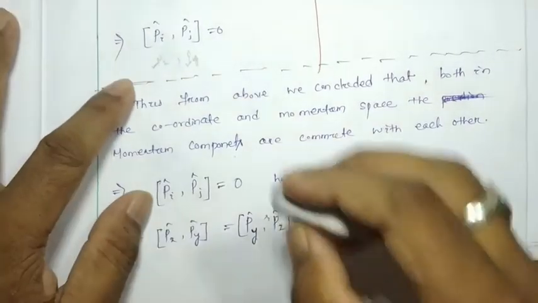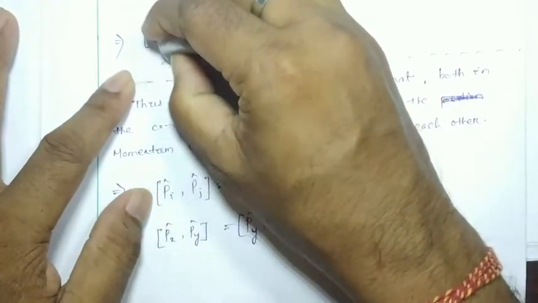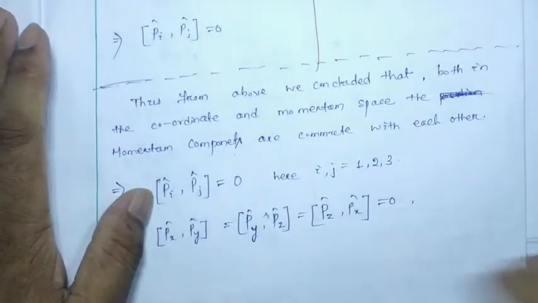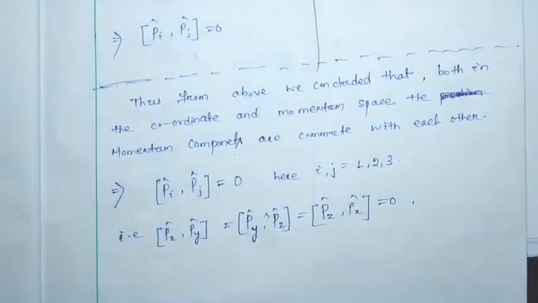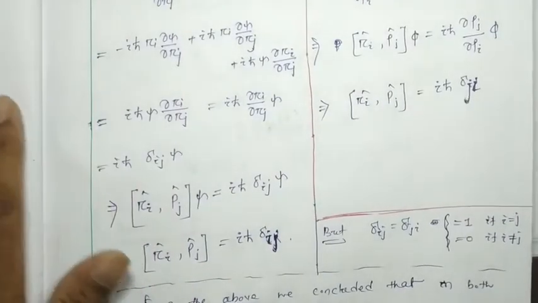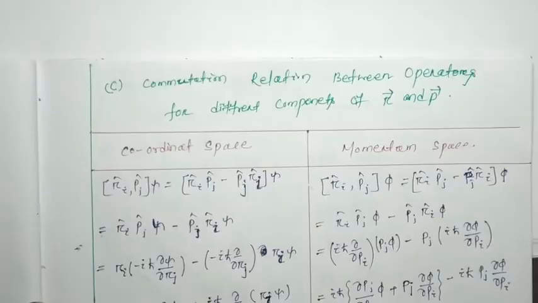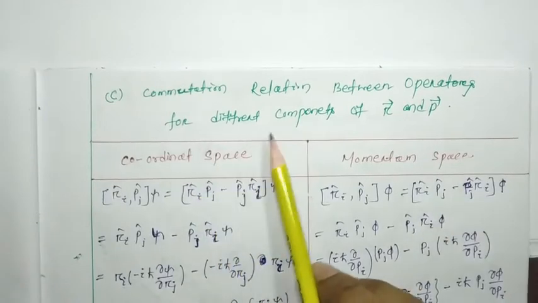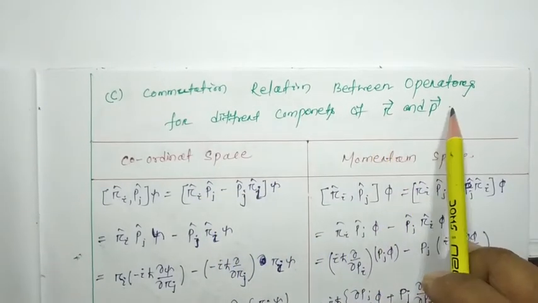That means they are going to be calculated accurately at a time. They are going to be calculated at a time. Hence, we can say they commute with each other. Now, we are going to consider the commutation relation between operators for different components of R and P.